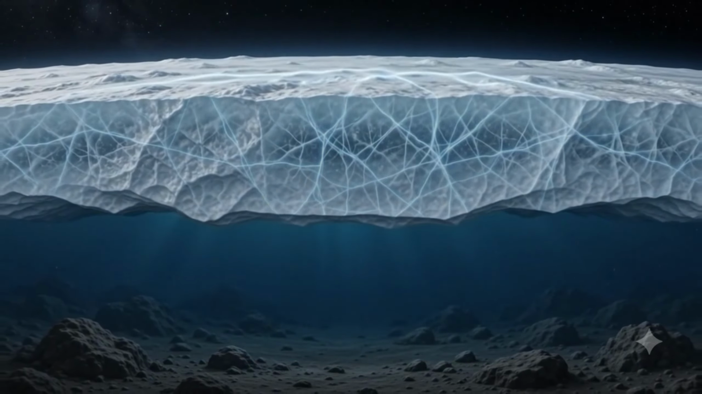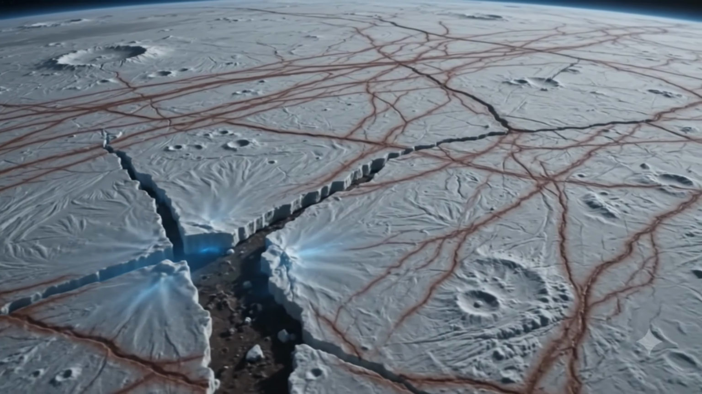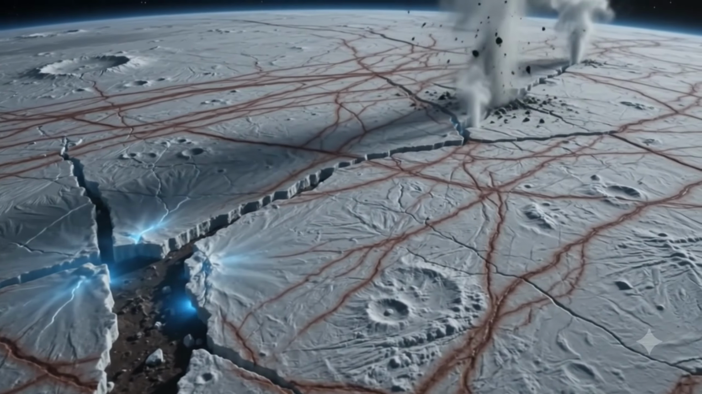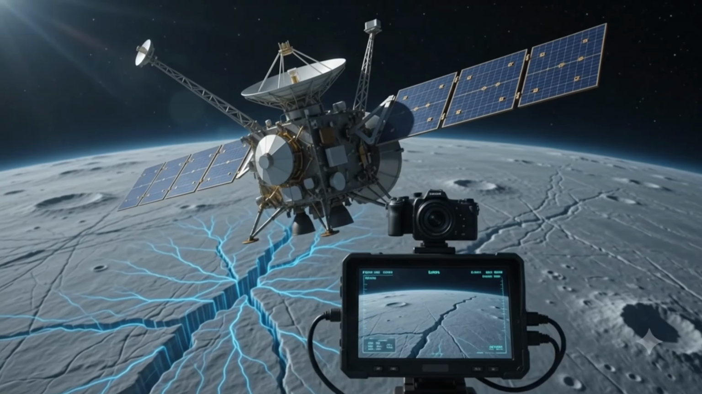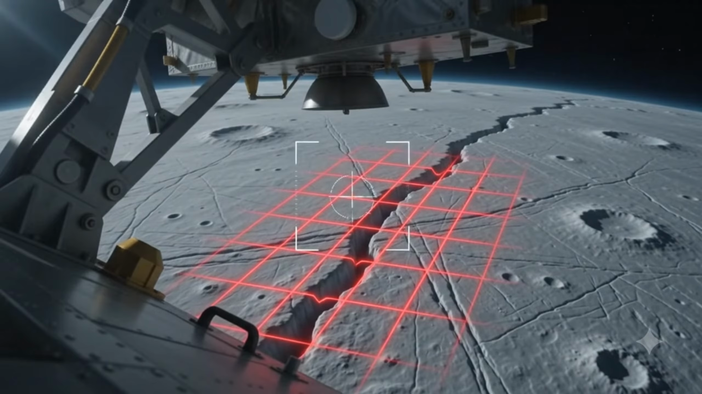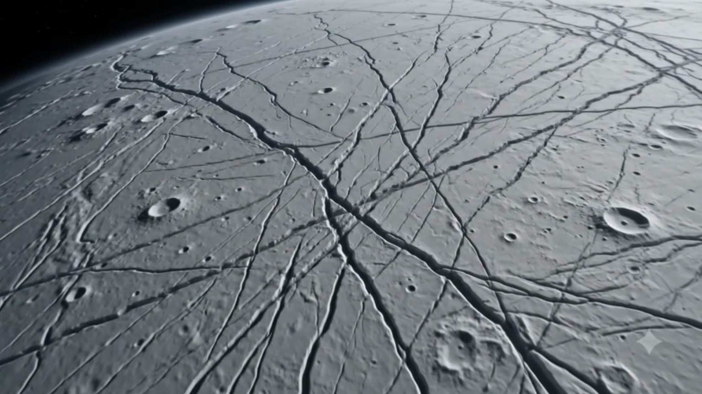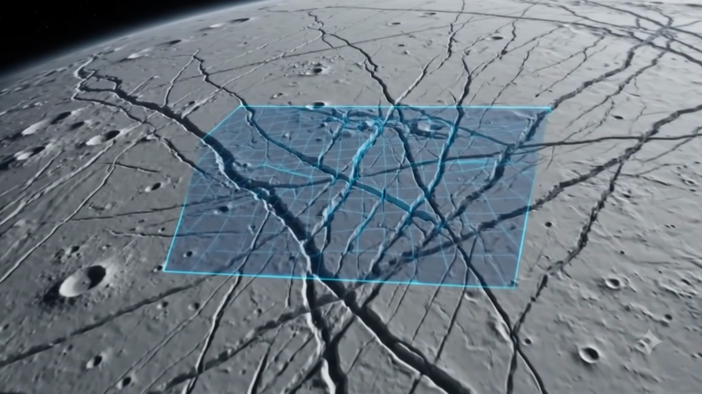The simulation still looks convincing. Stress lines spread across the map. The predicted pattern wraps over the surface in smooth, organized paths. Everything appears to follow the same logic. Pressure below, response above. Then the real fractures are added.